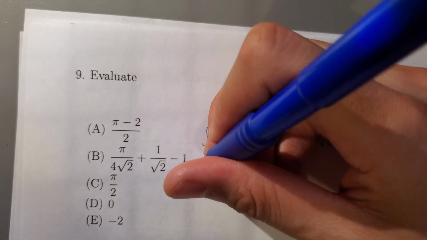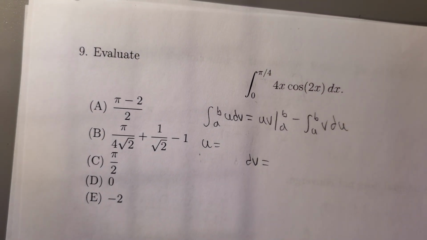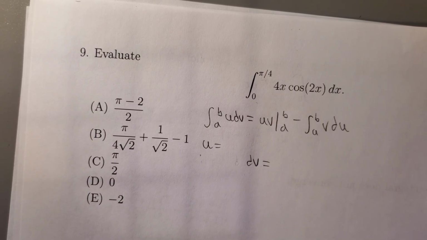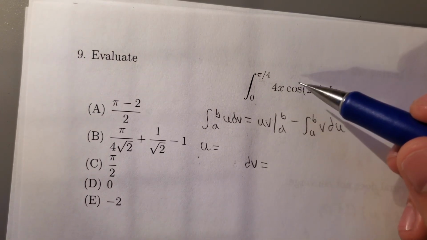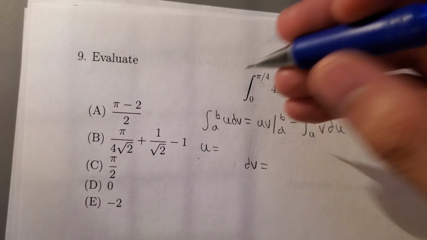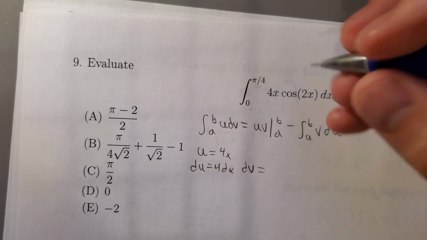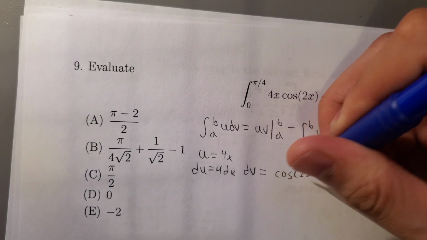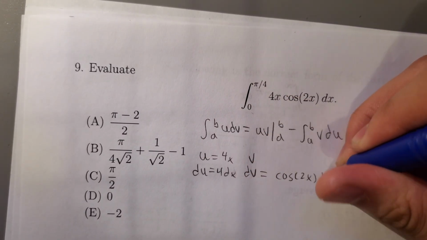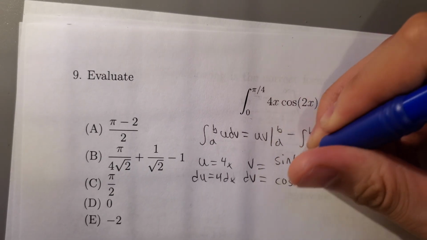In situations like this, when you have 2 parts that can both be integrated or differentiated pretty easily, try to see if you can find one that will eventually differentiate to 0. In this case, we know that 4x is eventually going to go to 0 because the derivative of 4x is 4 and the derivative of 4 is 0. So for u, I'm going to use 4x, and so du ends up being 4 dx. For dv, I'm going to use cosine of 2x dx, and then integrate that to get v, and you end up with sine of 2x over 2.